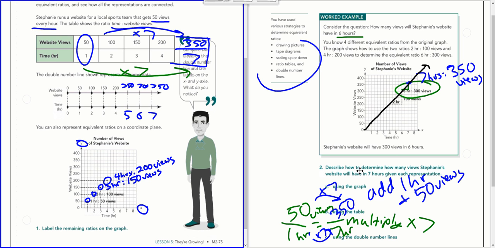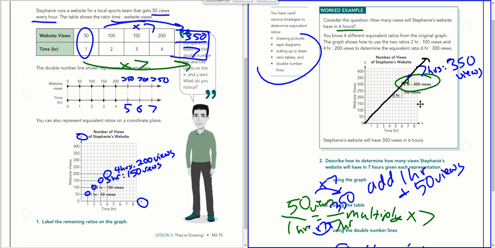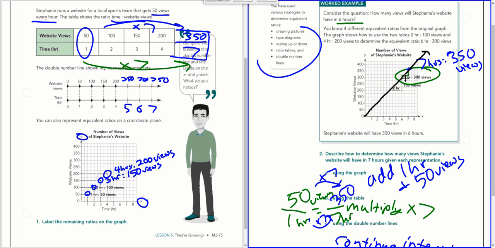So in 6 hours they should have 300 views. Now you could go on, right? You could go on to 7 hours. Using the graph, it would look like this. We just add another hour, and we know that in 1 hour we increase it by 50 views. So the answer would be in 7 hours, 350 views. Okay, so basically we're adding 1 hour and we're adding 50 views. Kind of an additive reasoning.